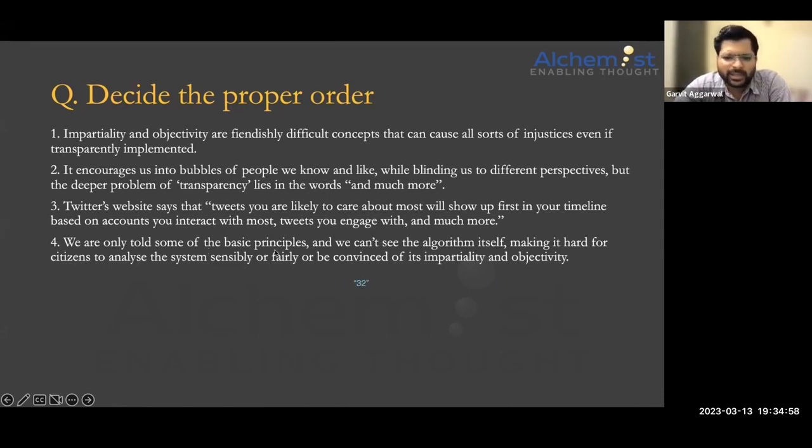We are only told some of the basic principles, and we can't see the algorithm itself, making it hard for citizens to analyze the system sensibly or fairly, or be convinced of its impartiality and objectivity. Okay? So 3 and 2 are there. 3 कह रहा है ट्विटर के बारे में कुछ, 2 कह रहा है कि वो क्या कर रहा है. It's a deeper problem of transparency है ये. ठीक है?